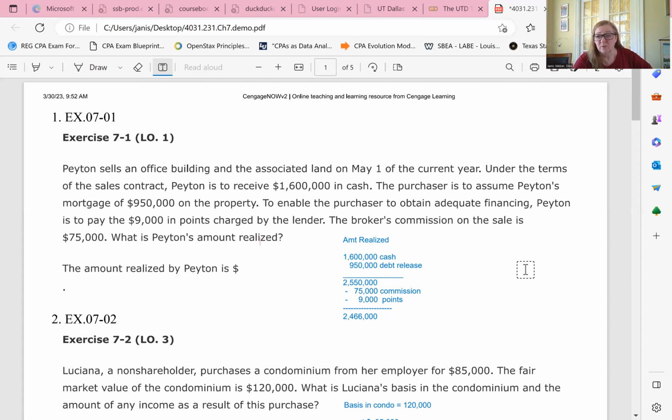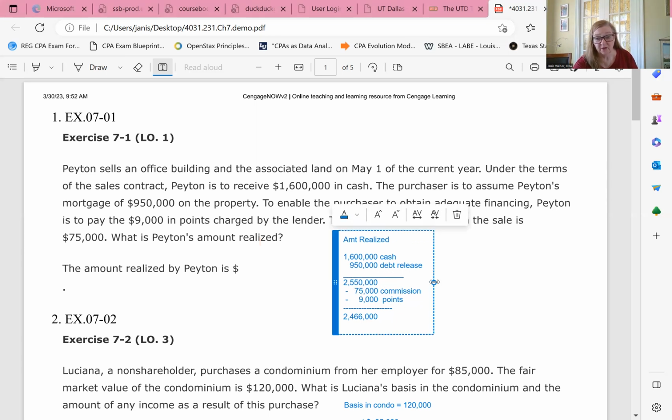And remember, that's the term for the net proceeds that came from the sale. What did Peyton get from the deal net after it was all said and done? One of the things he got was this $1.6 million cash. Then the next thing he got was a release from the debt on that property. He transferred the property, and the purchaser assumed a mortgage of $950,000. So he not only got $1.6 million, but he also got the release from that loan. So $1.6 million plus the $950,000 means his net proceeds so far is $2,550,000.